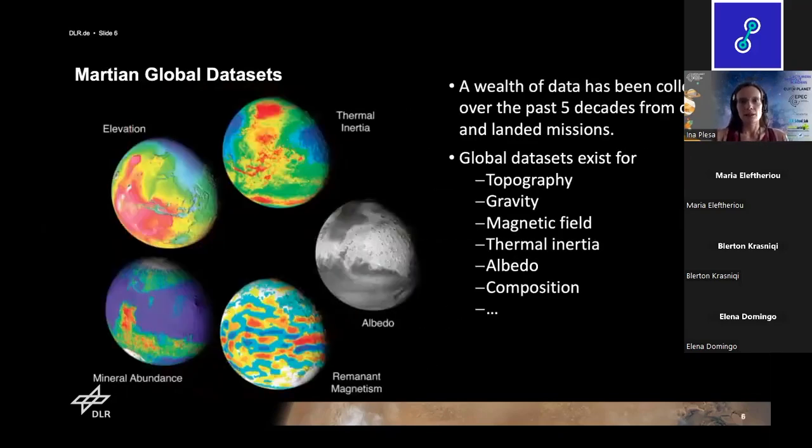Over the past 5 decades, we have acquired a wealth of data from orbiter and landed missions. So we have global data sets on Mars where we can see the elevation. We have global elevation data on Mars that you can see here on this globe. We have information about the gravity field of the planet, the magnetic field, the crustal remnant magnetization, thermal inertia, albedo, composition, and so on. And all these data sets give us a piece of the puzzle that we can use to reconstruct the thermal history of the planet and understand the planet as a system.